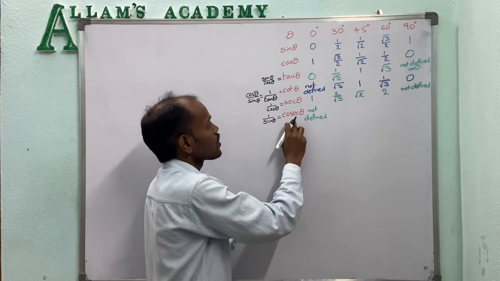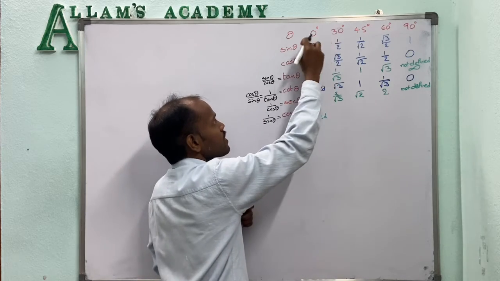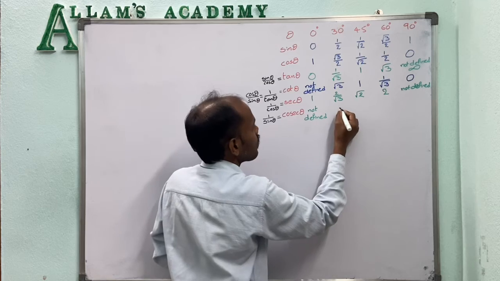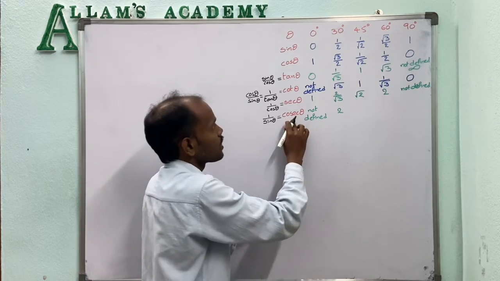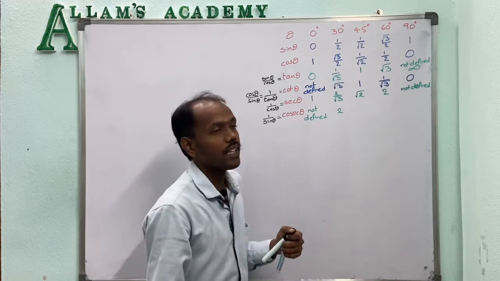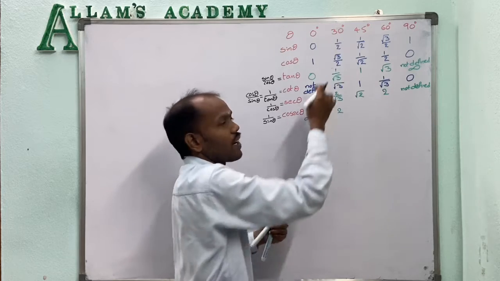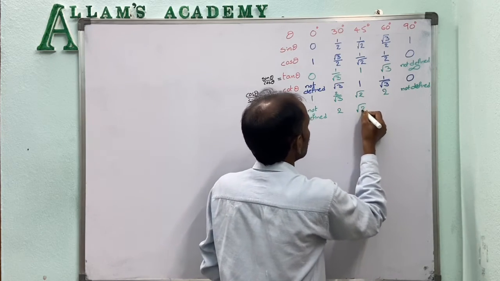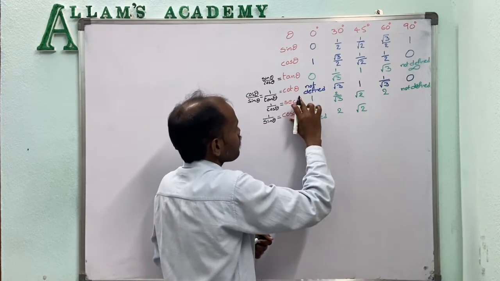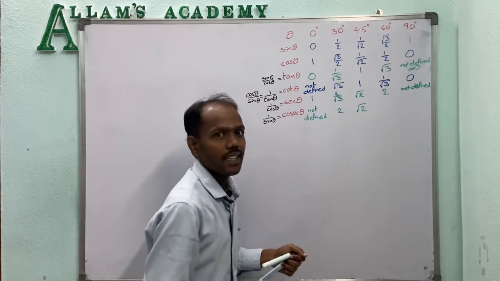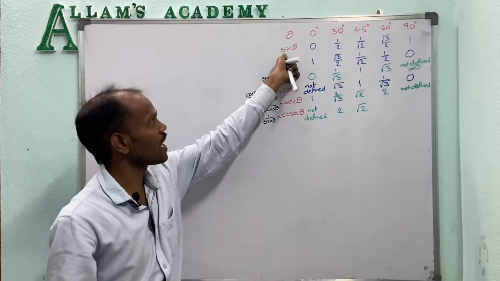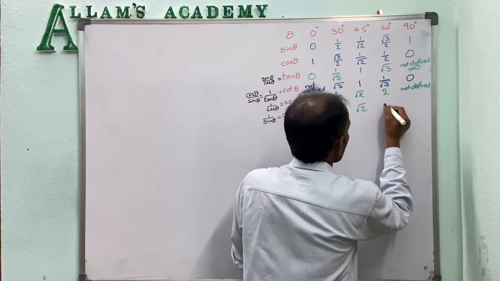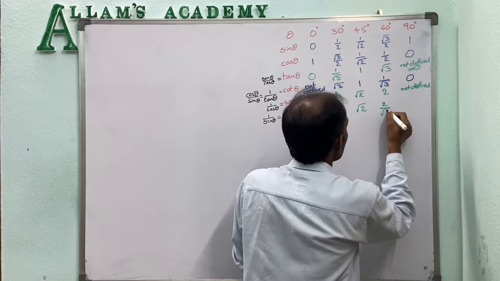Next, cosec 30, that means the inverse of sin 30, which is 1 by 1 by 2, equal to 2. Next, cosec 45, that is the inverse of sin 45. So 1 by 1 by root 2 means root 2. Next, cosec 60 equals the inverse of sin 60, that means 1 by root 3 by 2, that equals 2 by root 3.